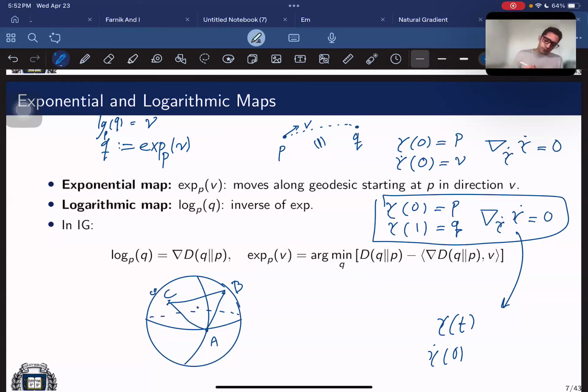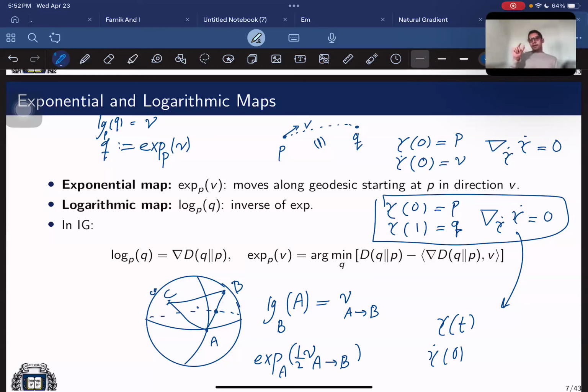So we take the point A and we find the vector that gives us the point B. We show it with A through B. Then, if we calculate the exponential map of 1/2 of vector V A through B, starting from A, it would give us exactly the median of the two cities we had on the sphere.